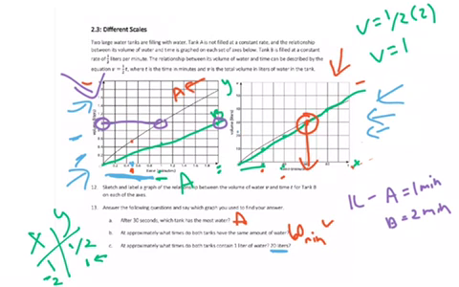I'm going to go to 20 liters right here, and then I'm going to go over and see what the time was. So it looks like for graph tank A, the time was maybe like 38 minutes. And for tank B, which is right about here, I have to go a little further. That took maybe 45 minutes. All right. I think we figured out 2.3.